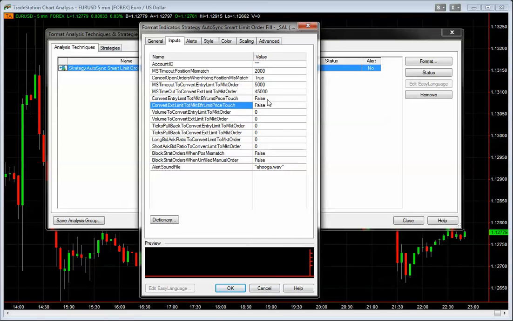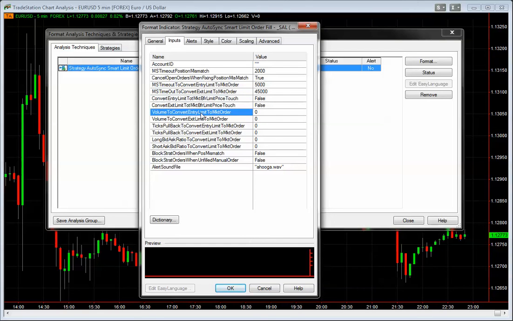And if you set them to true, for example, I set this to true, what this says is that 5 seconds after that limit order is issued, it will always be converted to a market order, even if the price never got near touching the limit order. So as I said, these are specialized features or functions which are unlikely to be used. Normally those would be set to be false.